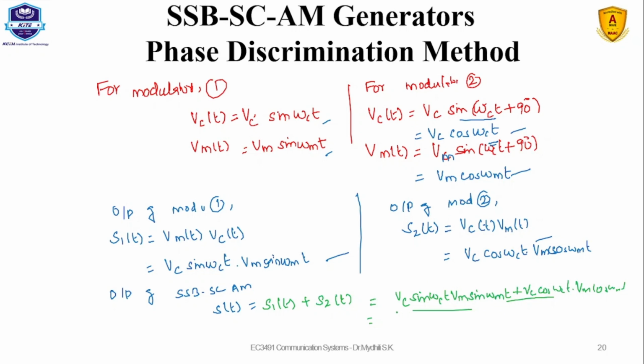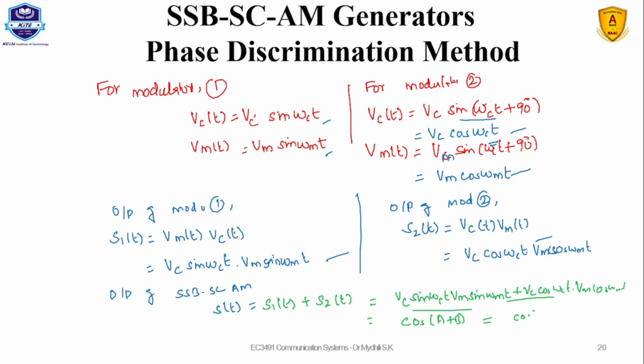So what is the sin A sin B plus cos A cos B formula? We can write this in terms of cos: it will be either cos of A plus B or cos of A minus B. Since we are having all these plus terms, only one sideband is present here.